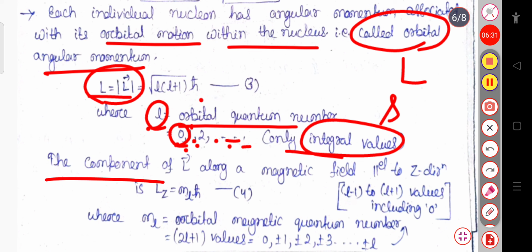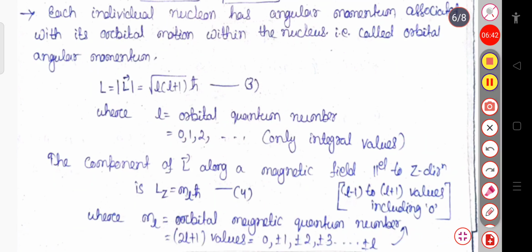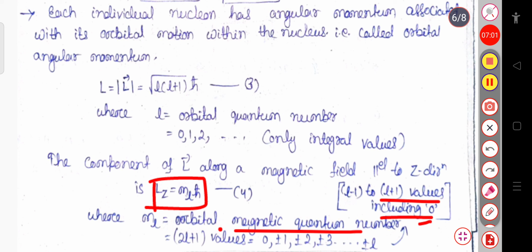Similarly, the component of the L vector along the magnetic field parallel to the z direction, we can write Lz equal to ml h cut. So ml here represents the orbital magnetic quantum number. M is for magnetic. So ml represents the orbital magnetic quantum number, and it has 2l plus 1 values, from minus l to plus l including 0. That is, the 2l plus 1 values means 0, plus or minus 1, plus or minus 2 and so on. Okay. So this is your orbital magnetic quantum number.